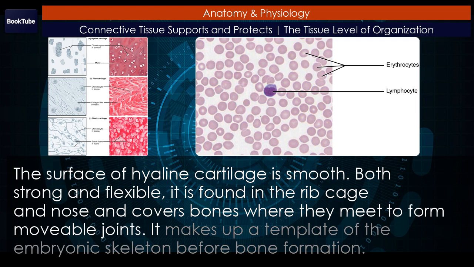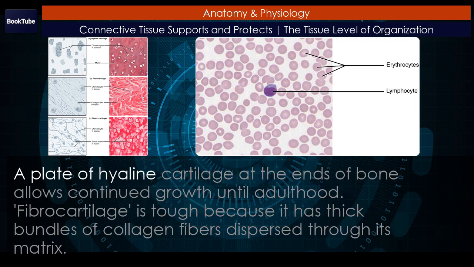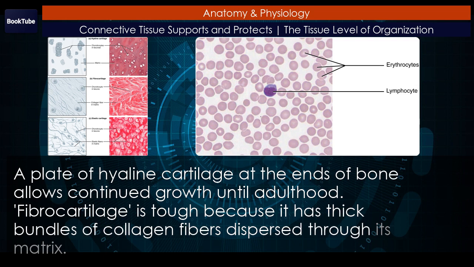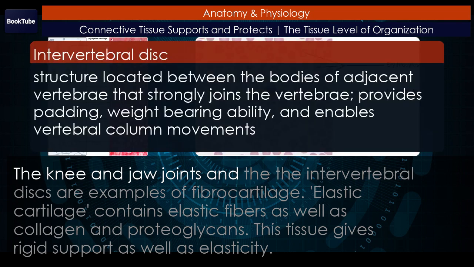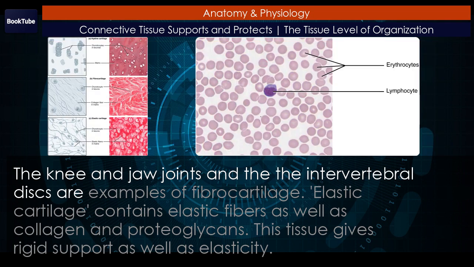It makes up a template of the embryonic skeleton before bone formation. A plate of hyaline cartilage at the ends of bone allows continued growth until adulthood. Fibrocartilage is tough because it has thick bundles of collagen fibers dispersed through its matrix. The knee and jaw joints and the intervertebral discs are examples of fibrocartilage.